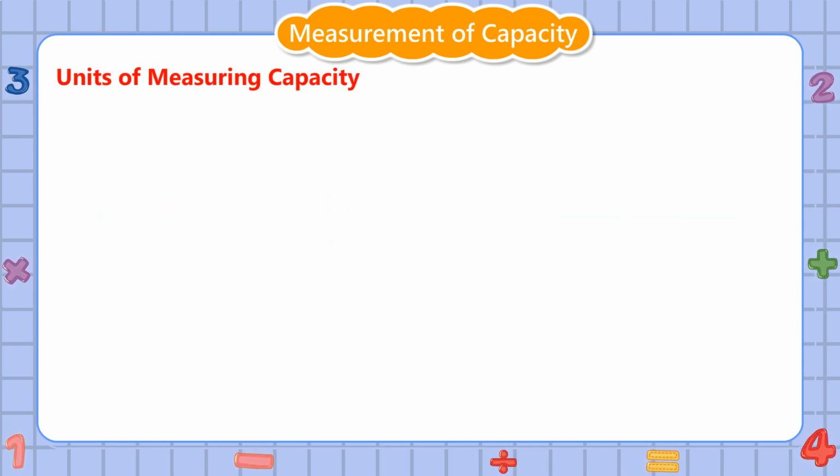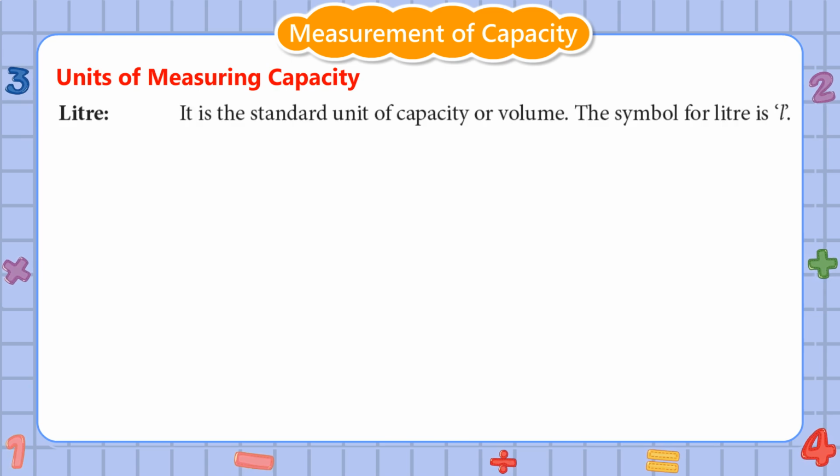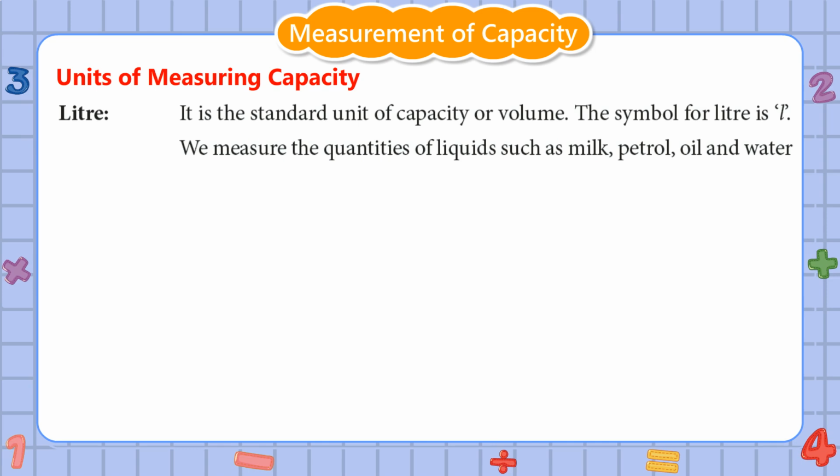Units of measuring capacity. Liter. It is the standard unit of capacity or volume. The symbol for liter is L. We measure the quantities of liquids such as milk, petrol, oil and water in liters.